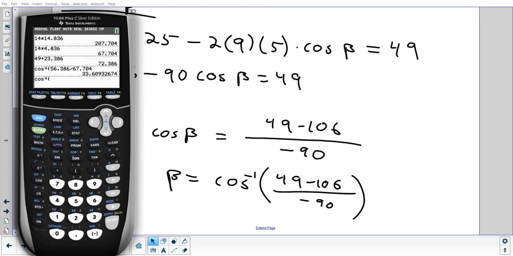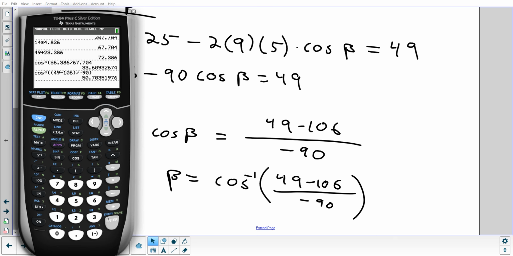So inverse cosine of 49. If you're going to do it this way, you just have to be a little careful with parentheses, because I want it to do the 49 minus 106 first. Get that answer. Then divide that answer by -90. Then take the inverse cosine of that result. So, should get an angle of 50.704.